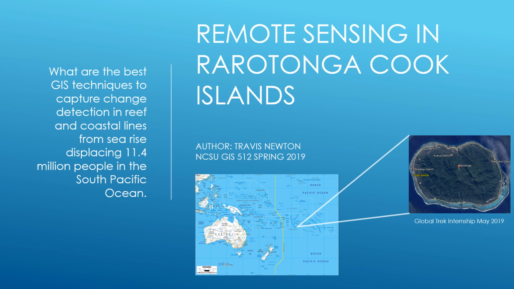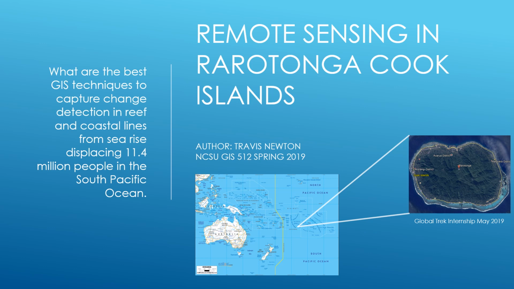Hello, I'm Travis Newton. My topic is remote sensing in Rarotonga Islands, part of Oceania. The island lies northeast of New Zealand and south of Hawaii. I'm going here for an internship with Global Trek next month to map tourism for a publication book. And I'm specifically wanting to know what are the best techniques to capture change detection in reef and coastal lines.